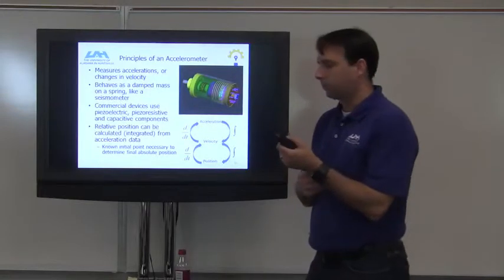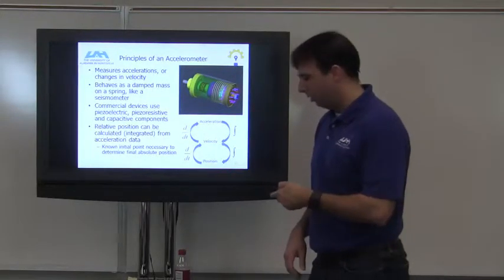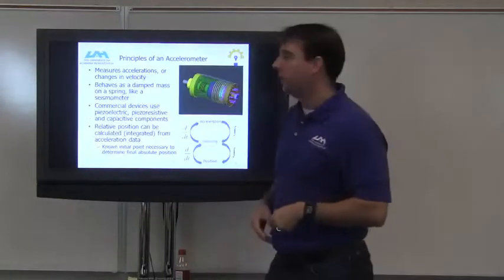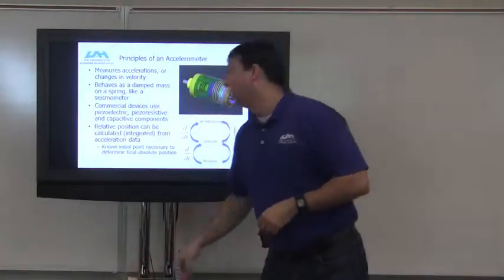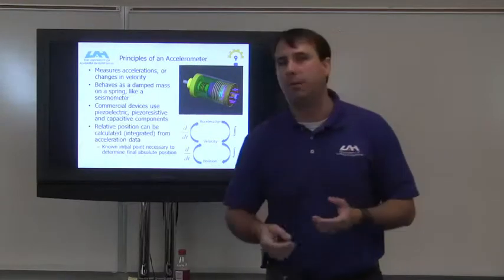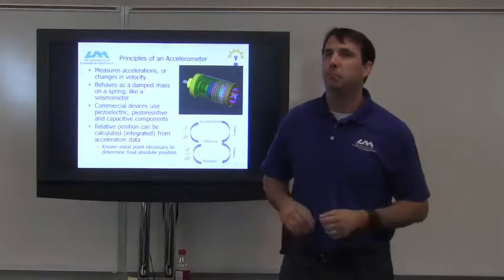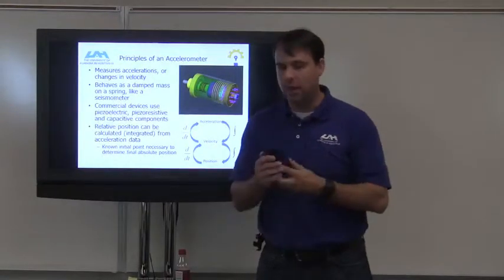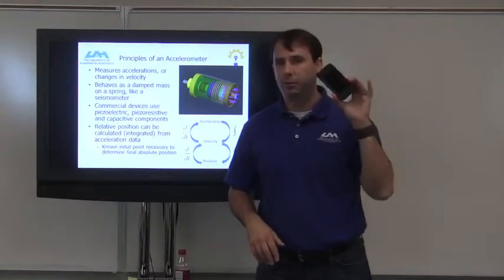So seismometers are the more advanced way to do it. They're very accurate. However, recently we've come up with small digital devices called accelerometers. You might not know this, but you're very familiar with accelerometers because there's an accelerometer in every single smartphone.